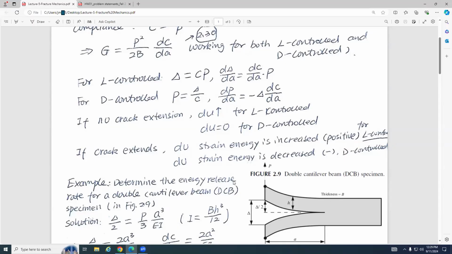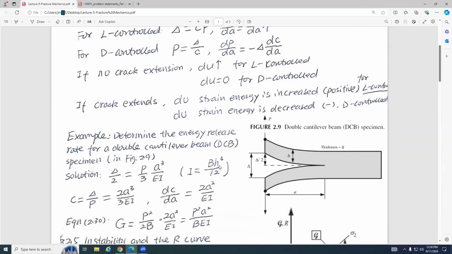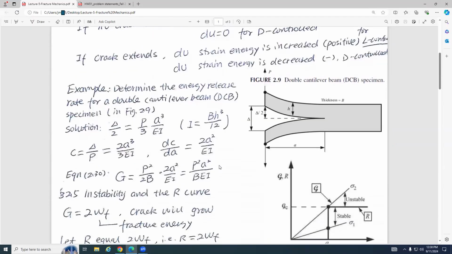Keep this in mind. Load control means that we have an externally applied force. As a result, this is the work done by the externally applied force. But for displacement control, F equals 0 because the displacement does not change. Questions? Comments?